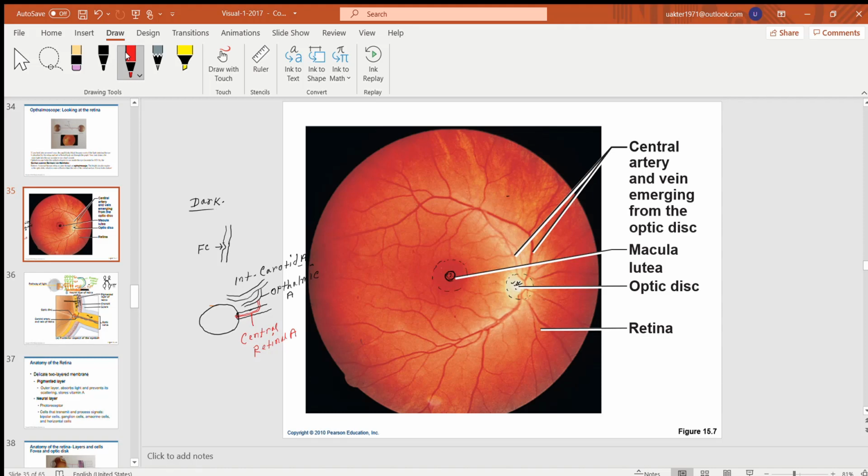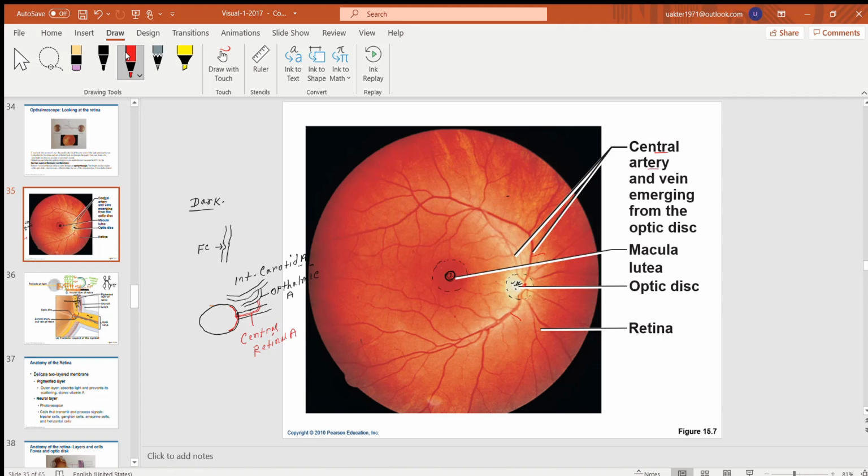And then it divides into two branches, the superior and inferior branches. Okay. So here you can see the central artery enters and divides into two major branches or main branches. Okay.